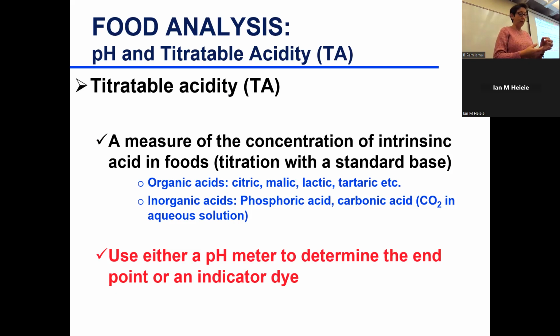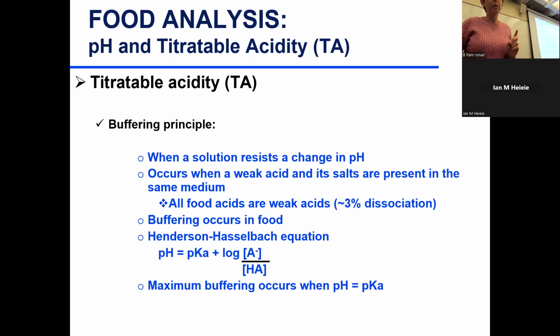but instead of having an indicator, you just, every 1 ml of titration, you measure the pH. And when the pH reaches neutralization, then that's when you stop the titration. So you'll be doing both ways in the lab.